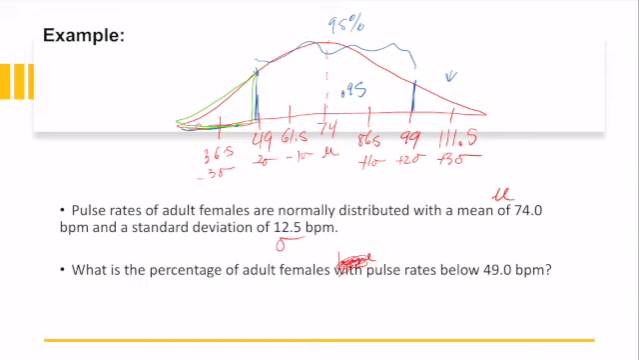Friendly reminder that the normal distribution is symmetric. So if I took 1 minus 0.95, that would give me 0.05. But that's the data in both tails. If I want to find the data in just one tail, I divide by 2. That gives me 0.025 and 0.025. So the area in each of these tails is 0.025. But I only care about adult females with a pulse rate below 49 beats per minute. So that's 0.025 or 2.5%.